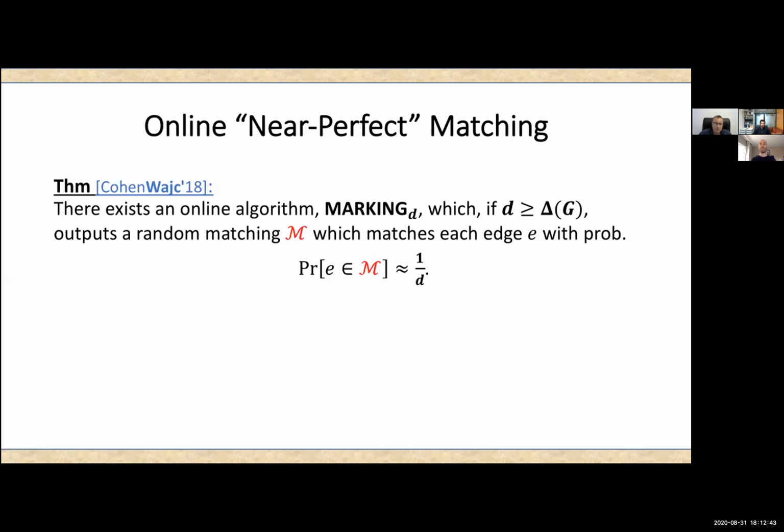Okay, so I'll give you some corollaries in a second. I'd just like to point out this approximately equal is going to hide multiplicative 1 plus minus little order of 1 term factors, so I don't clutter the slides too much.